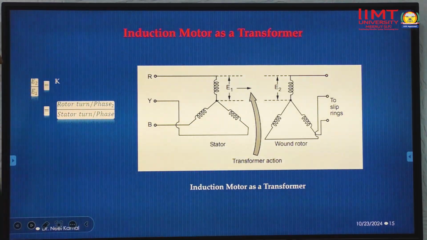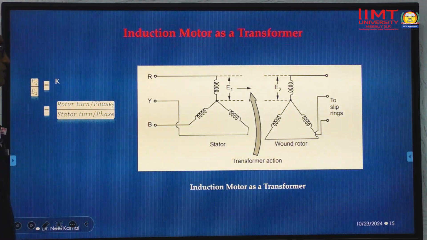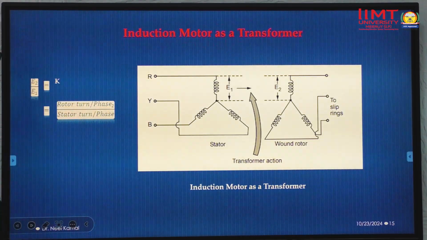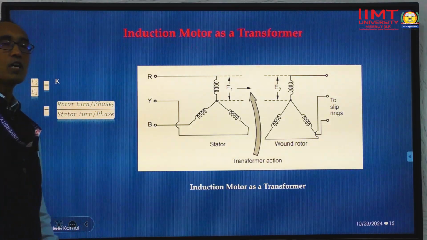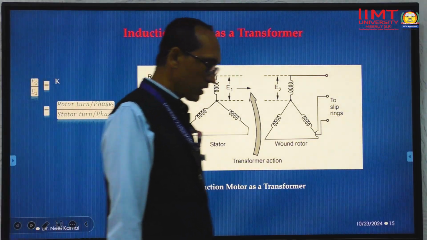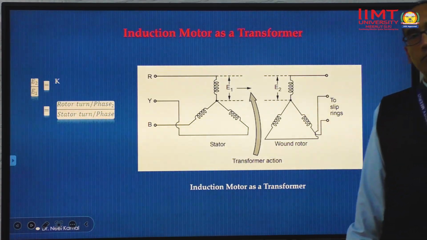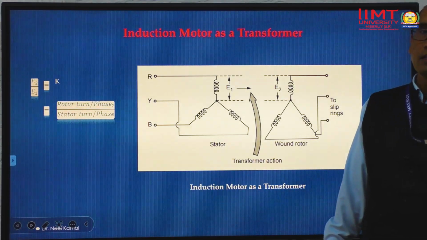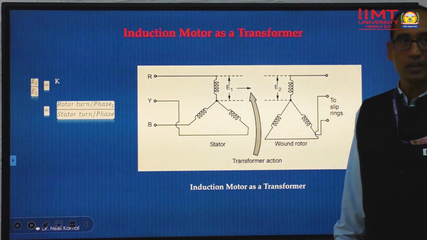Like the transformer system, as we have the turn ratio, secondary to primary turn ratio, in the three-phase induction motor we can say rotor turns per phase upon stator turns per phase. This is also the turn ratio, very similar to the case of a transformer. But the main difference is there. In the transformer case, we have the supply frequency similar in both directions. In the primary side as well as in the secondary side, we have the same supply frequency. In our India, we are using 50 Hz supply, as I have discussed earlier.